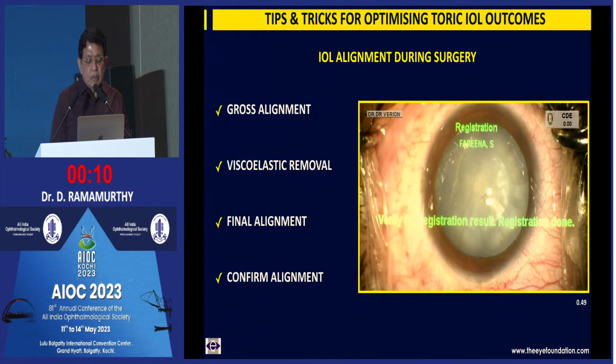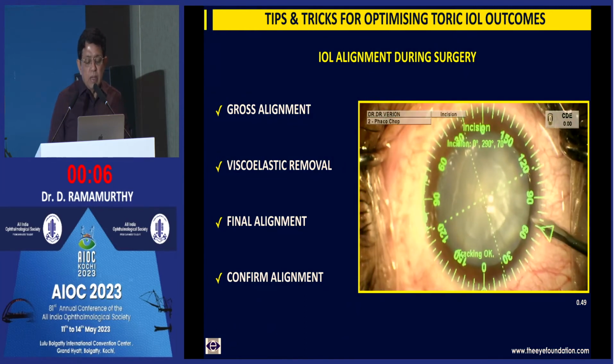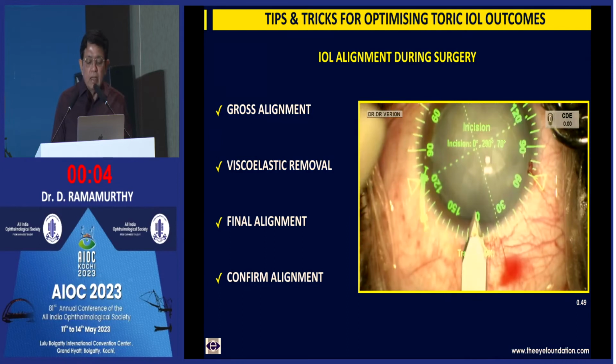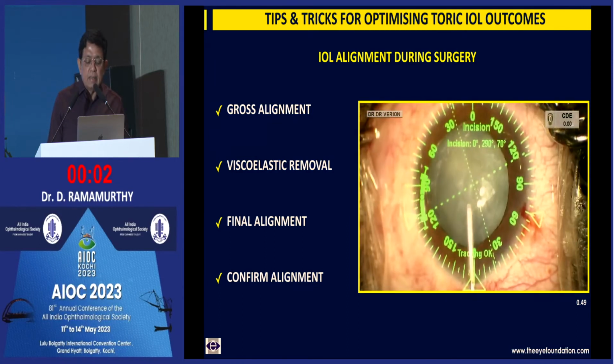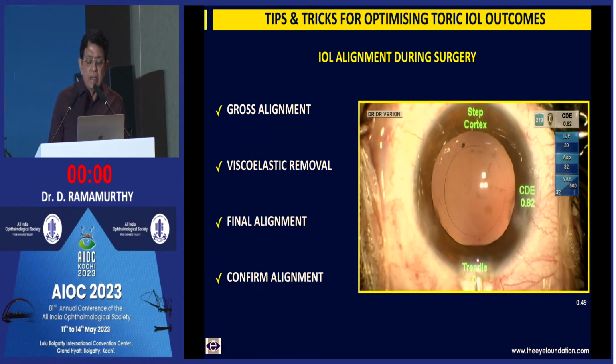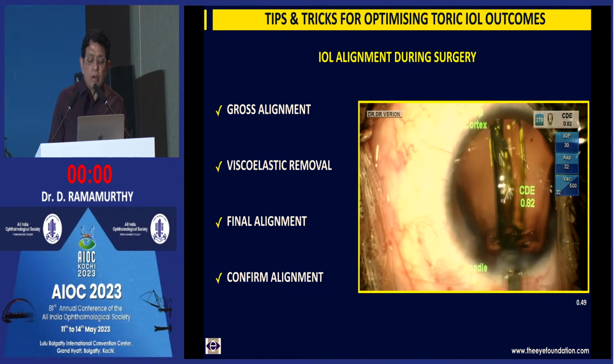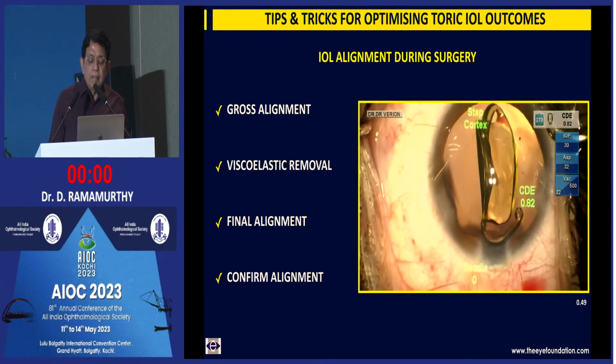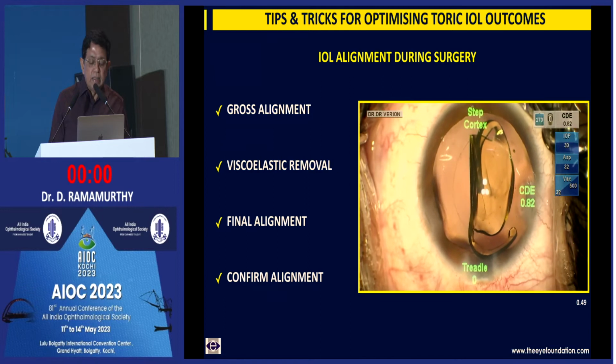Let me just show you a couple of very short videos. This is when I'm using viscoelastic. A gross alignment is done. That's the temporal clear corneal incision. Getting a good rhexis is extremely important so that you have a good overlap. And that's the intraocular lens being injected in.